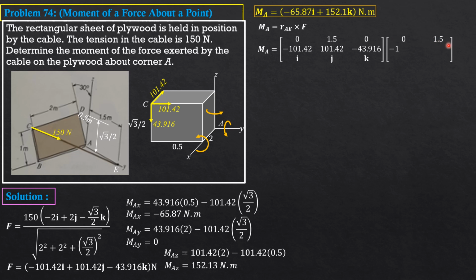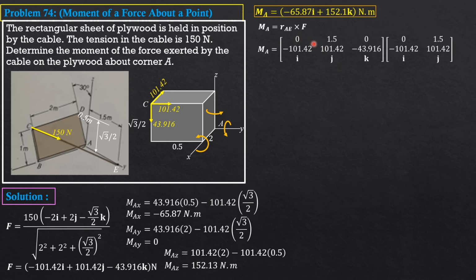And copy the first two column elements. Then let's evaluate. So 1.5 times negative 43.916 is I, then minus 0. So 1.5 times negative 43.916 is negative 65.87. Then along J, it must be 0, so 0 minus 0. So it's really 0 along J.